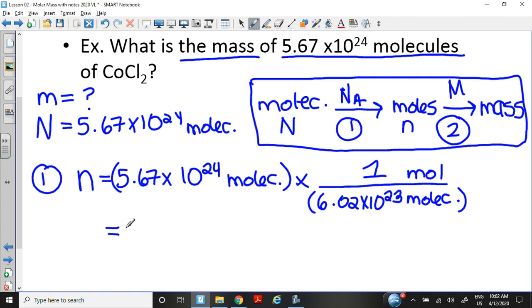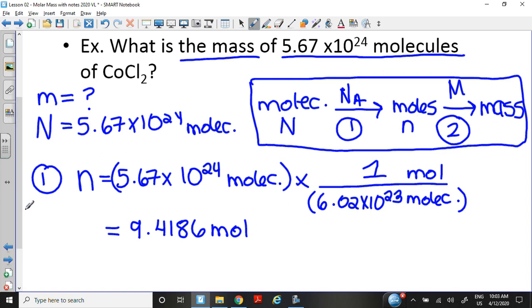You should get a number with a bunch of digits. We're just going to keep a few of them here. So you should get around 9.4186 moles, something like that. So now what we've done is our first step, or our first calculation. We've gone from molecules to moles. We're not done the question though, we want the mass. So now we're going to use our answer from part 1 to calculate the mass for part 2.